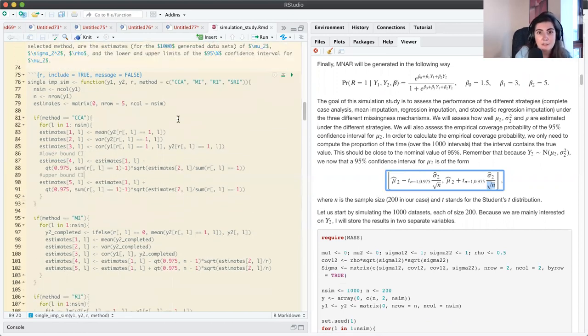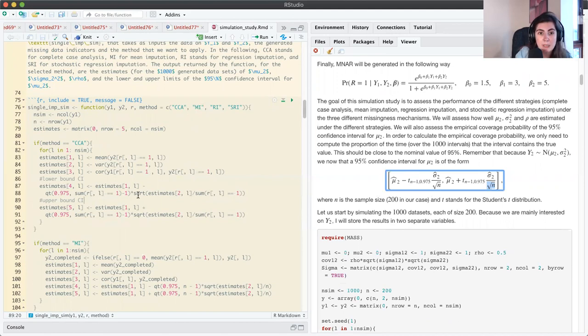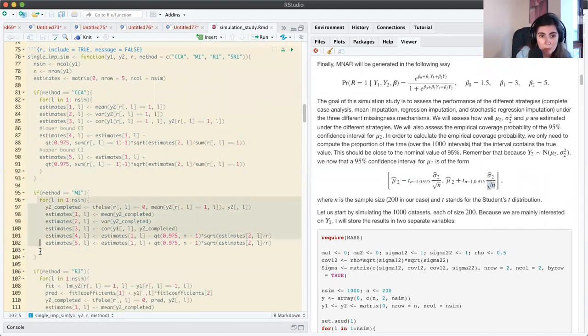Then if the method that I specify is mean imputation, what I will look at is this part, and what I will do is, okay, I will create, it's similar to what we have done before.